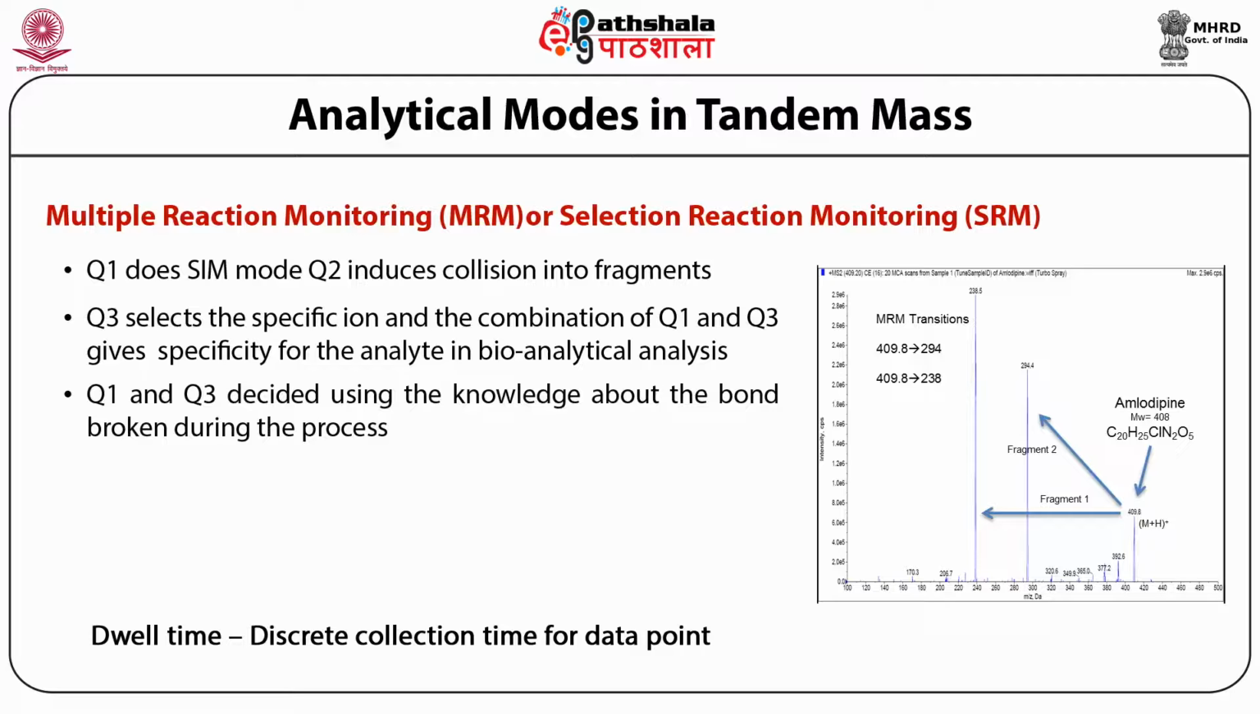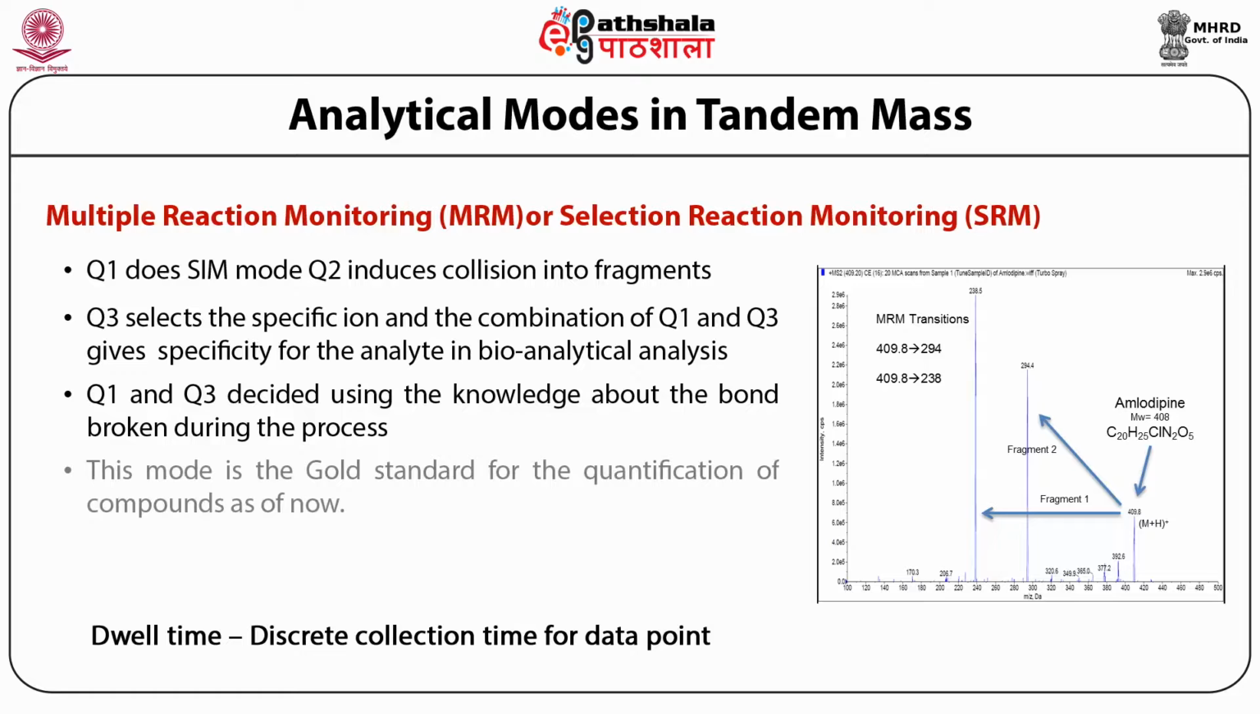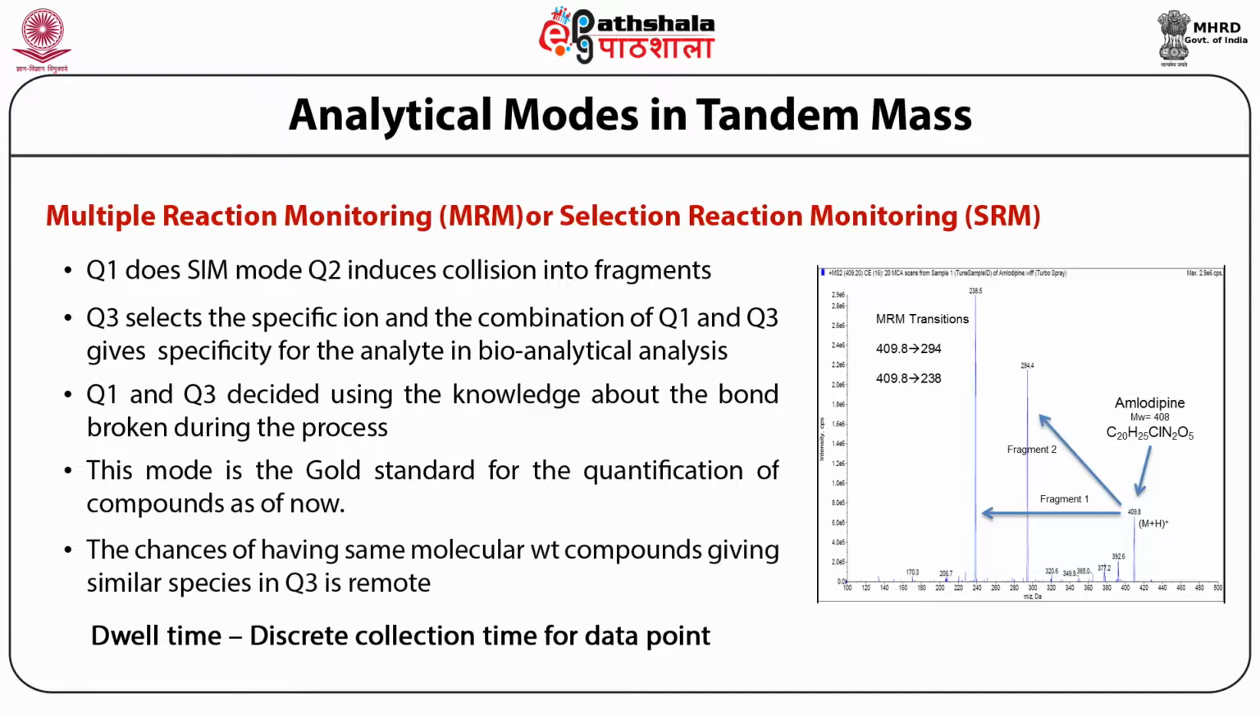This gives us a high degree of confirmation about the molecule you are looking into. This mode is the gold standard for quantification of compounds as of now. The chances of compounds with the same molecular weight having similar species in Q3 is remote. Moreover, you already have one-dimensional separation, achieved by column chromatography through HPLC.